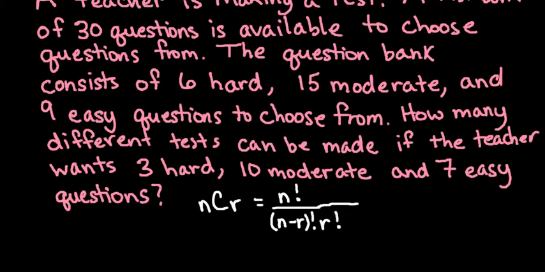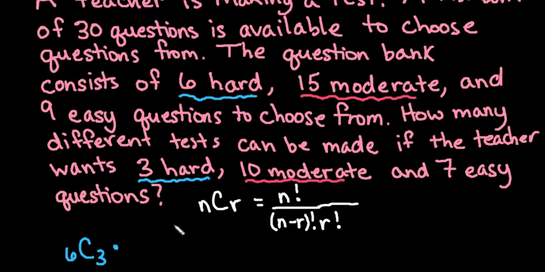Okay, so with this one, the first thing that we have is we're going to look at the hard questions. So we have 6 hard questions to choose from, and we want to choose 3 of them. So we have 6 things taken 3 at a time. And then we're going to multiply this by the next item, which is we have 15 moderate questions to choose from, and we're choosing a total of 10. So we would have 15 things taken 10 at a time. And then we have 9 easy questions to choose from, and we're taking 7 at a time.